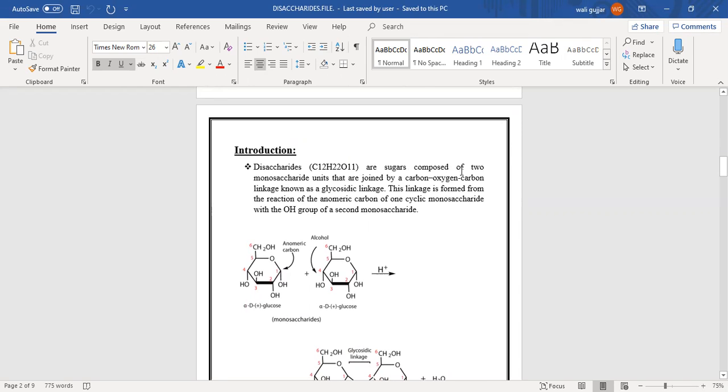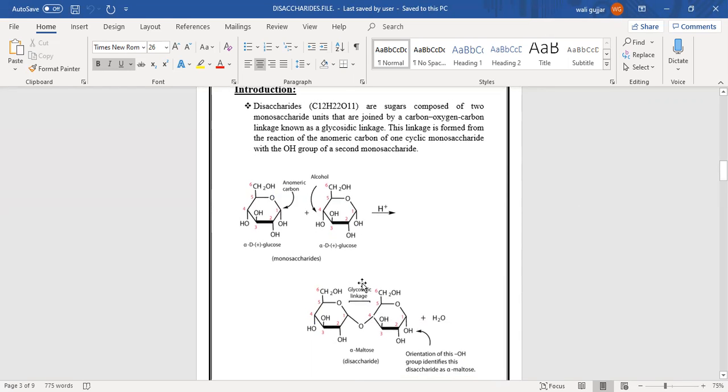Disaccharides are sugars composed of two monosaccharide units that are joined by a carbon-oxygen-carbon linkage known as a glycosidic linkage. Actually, this linkage is formed from the reaction of the anomeric carbon of one cyclic monosaccharide with the hydroxyl group of a second monosaccharide. What is anomeric carbon? Anomeric carbon is a carbon in the molecule which is derived from the carbonyl group. So in this reaction, you can see the glycosidic linkage is formed with the reaction of the anomeric carbon of one cyclic monosaccharide with the hydroxyl group of the second monosaccharide.